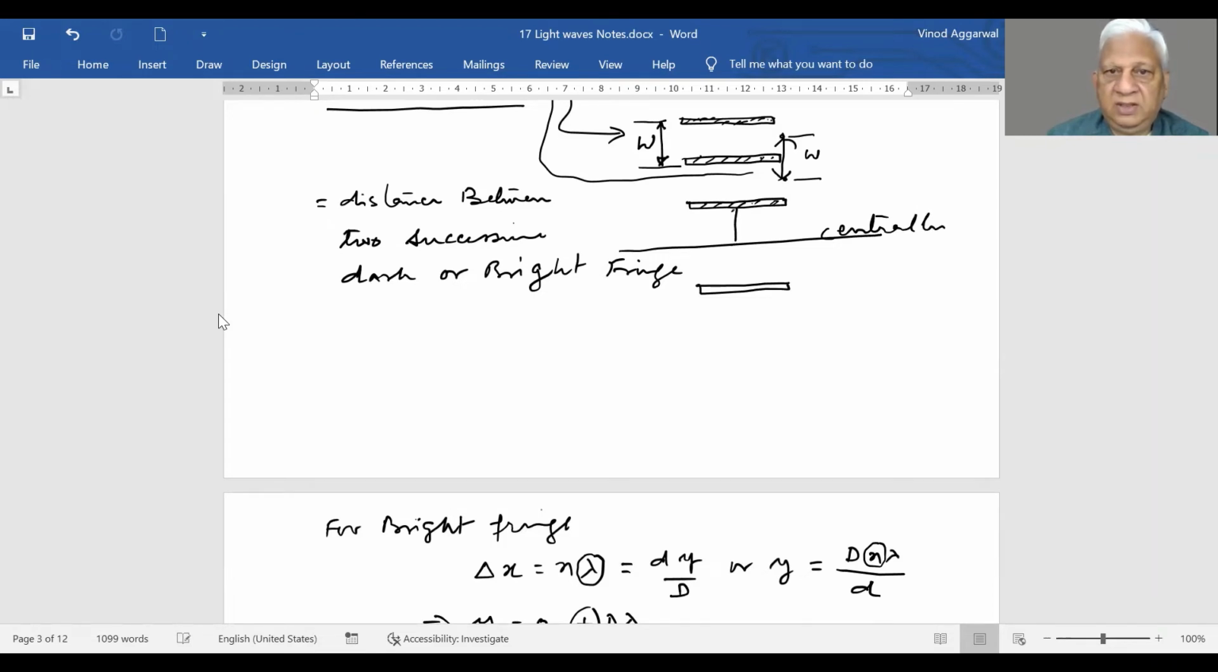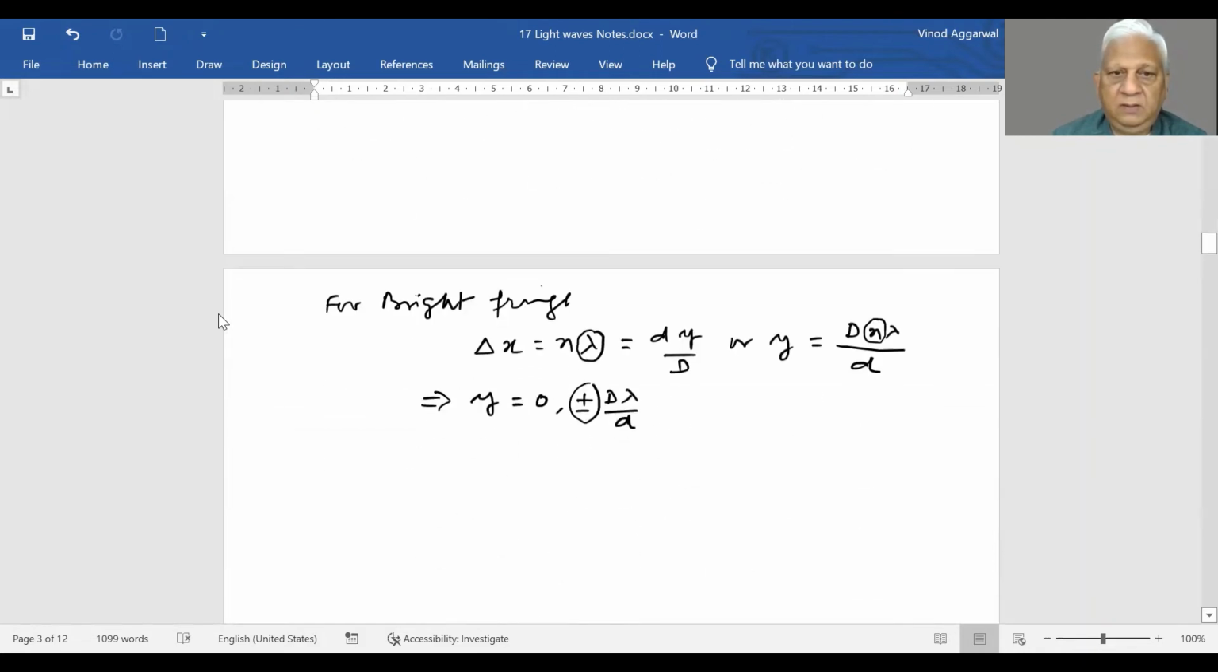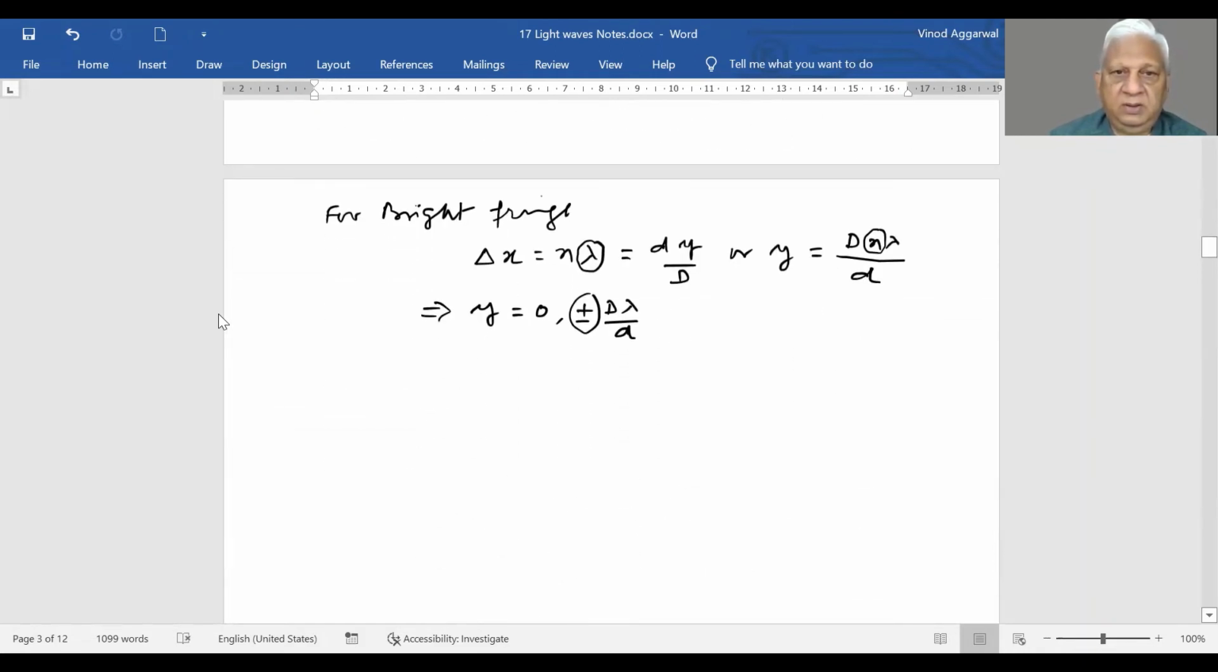If you get a dark fringe at this height, you will get another similar dark fringe at this height. So this side will be plus y, this side will be minus y. That is why we take plus minus. The second one will be, and so on and so forth.